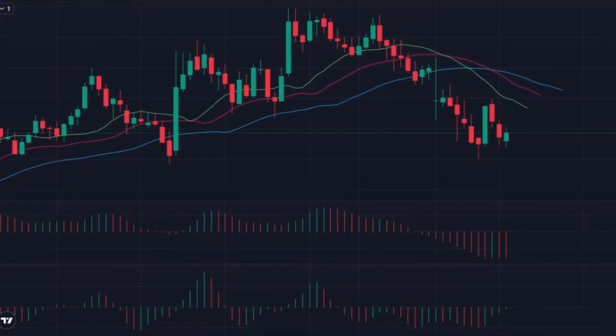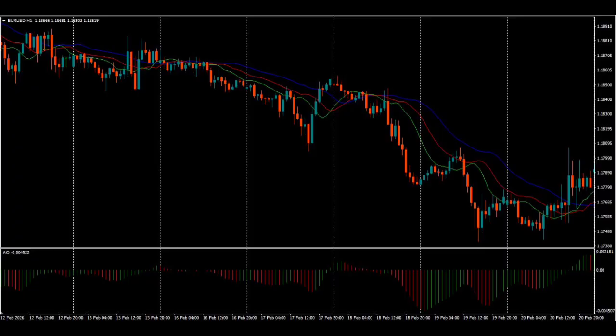First up, the Awesome Oscillator, or AO. Think of this as the market's speedometer. It measures the current driving force, the momentum. It's a histogram calculated by subtracting a 34-period moving average from a 5-period moving average. Green bars mean momentum is increasing. Red bars mean momentum is decreasing. Above the zero line confirms bullish momentum. Below the zero line confirms bearish momentum.